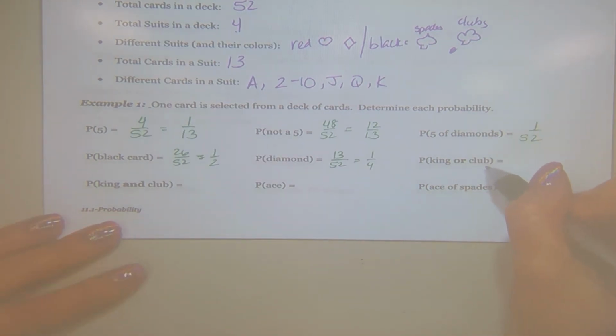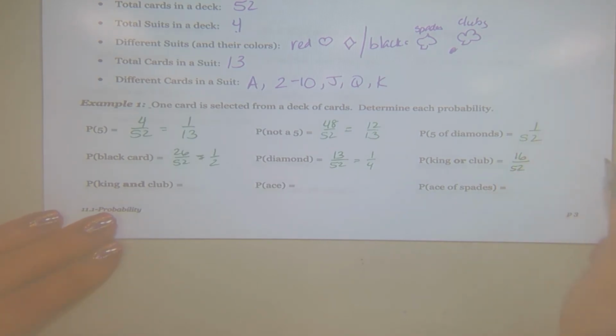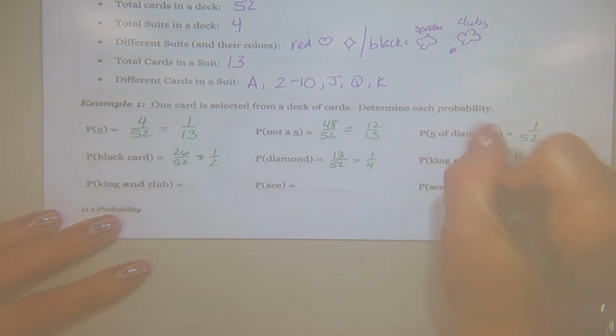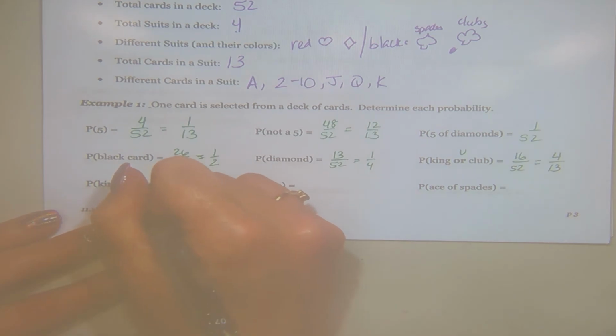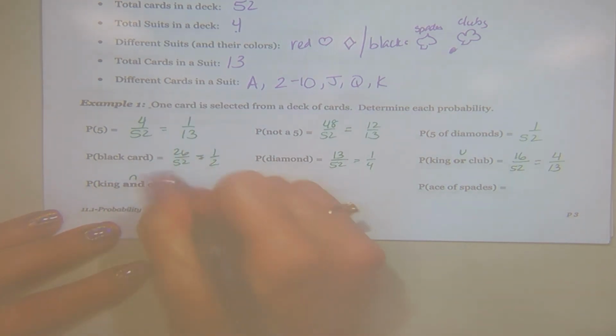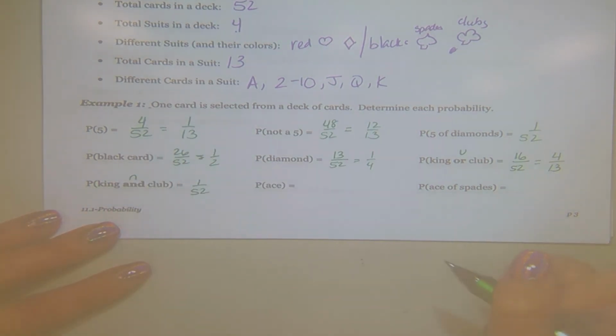Kings or clubs. Remember, this is where we get into that intersection versus union. So this is why I encourage you to pull out your cards. One of those kings is a club. So you've got 13 clubs. That includes one of the 4 kings. So there's a total of 16 cards that fit in that union. King and club. There's only 1 card that is both a king and a club, the king of clubs.